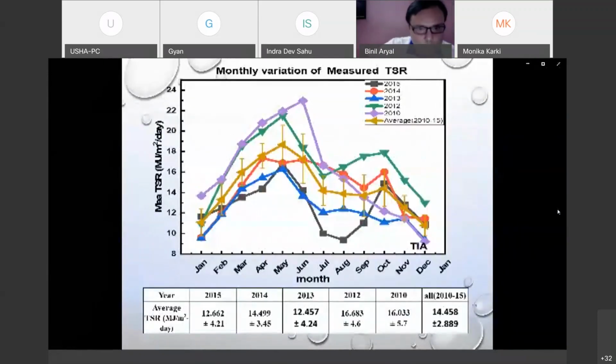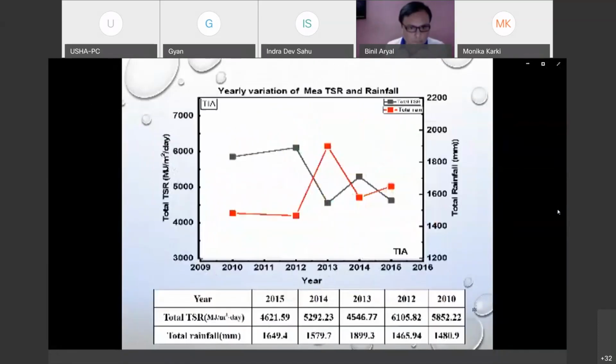This is the monthly variation of TSR for all the years. The brown line gives the mean TSR for all the years. The months July, August, and September have lower values of TSR due to the cloudy sky and heavy rain. In 2015, TSR was least. This is the yearly variation of measured total solar radiation and rainfall. Rainfall is maximum in 2013.